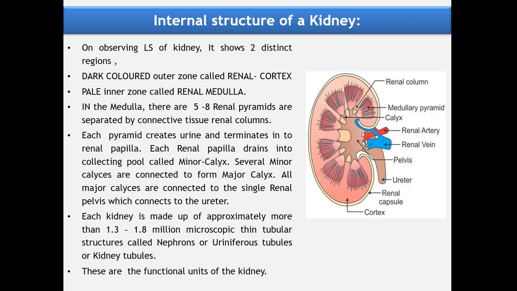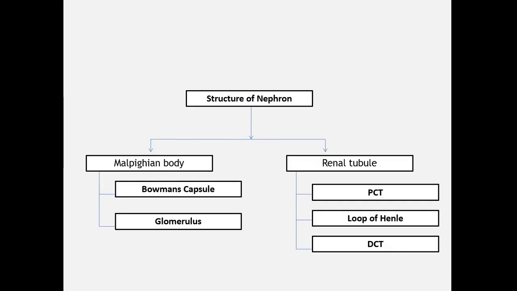We say the cell is the structural and functional unit of the body. Like that, the nephrons are the structural units of the kidney. The actual process of filtration of waste materials takes place by the nephrons. Hence, these are called functional units of kidney.